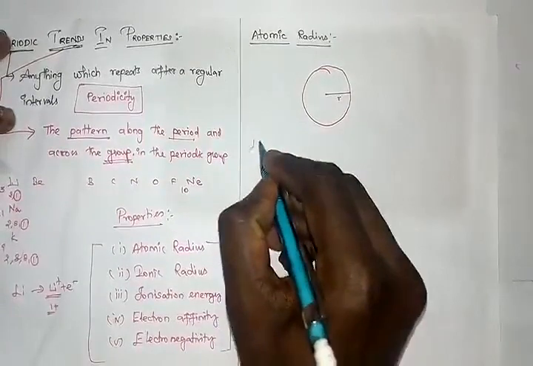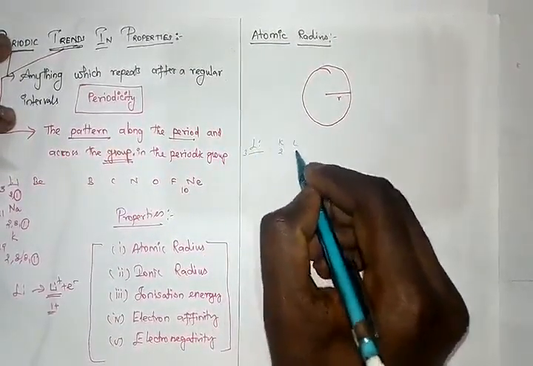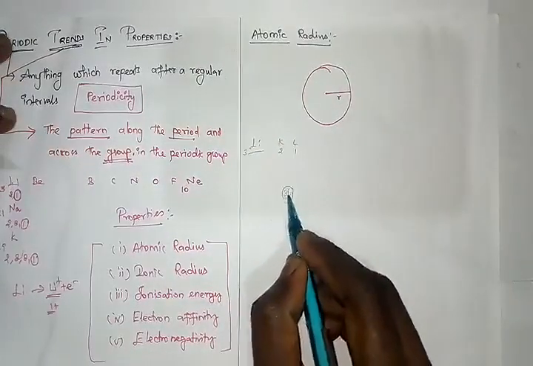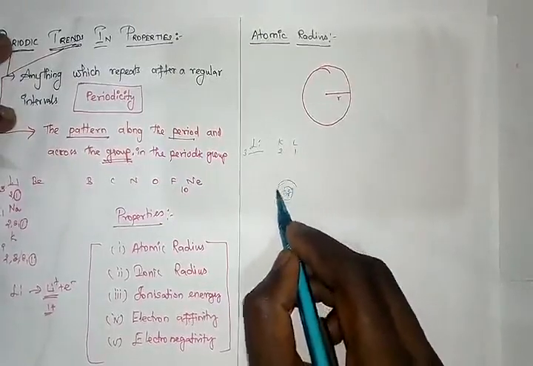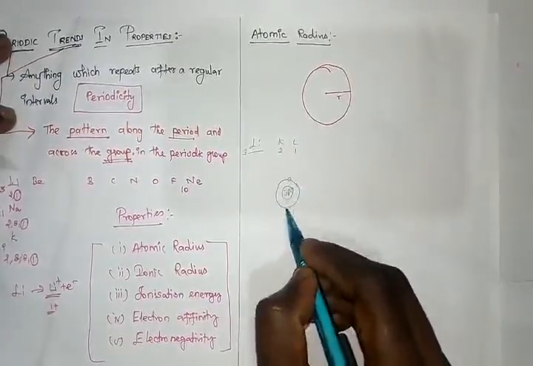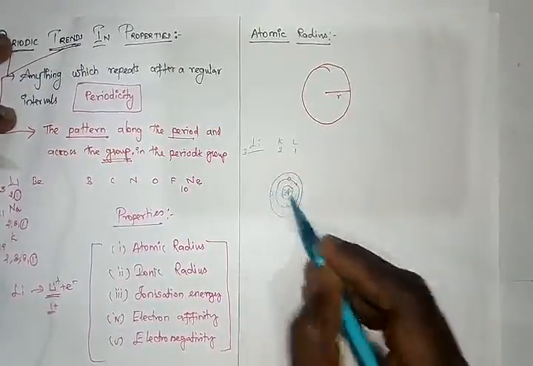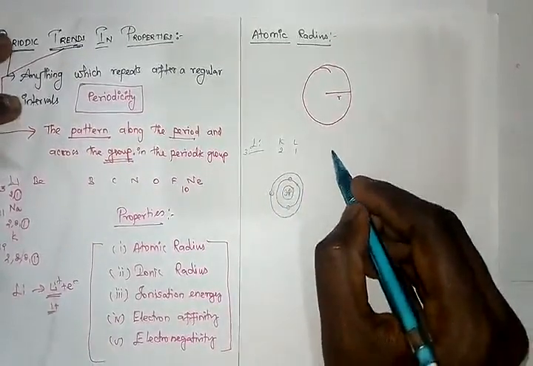So let us go to the lithium. The atomic number is 3. In the K shell we have 2 electrons, L shell we have 1 electron. So lithium has 3 protons, that means 3 plus in the nucleus. In the K shell it has 2 electrons, and the L shell it has 1 electron. So this is the structure. Am I right? Next come to sodium.